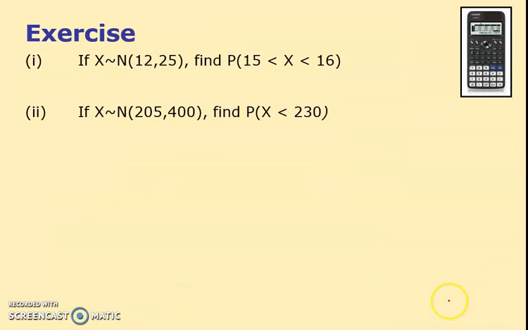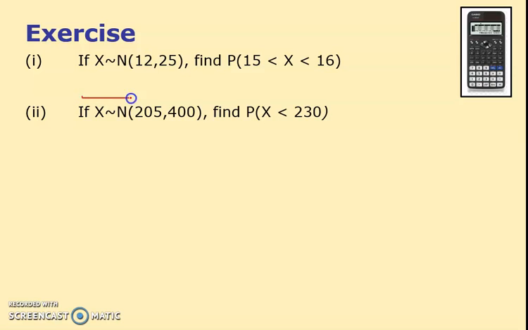Here's a little exercise for you to do, a couple. See if you can do them. I'm going to get you to pause the video, and then if you get them right, then we know we're on the right lines. Pause the video now. Look, I hope you've done that. Let's just run through them quickly.